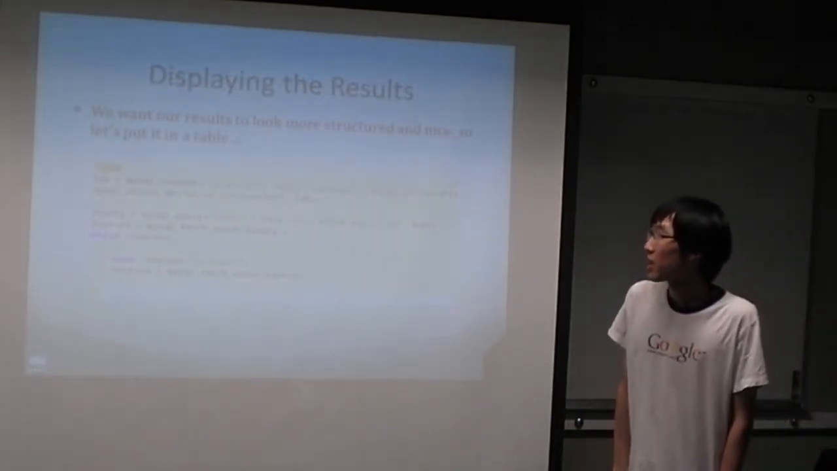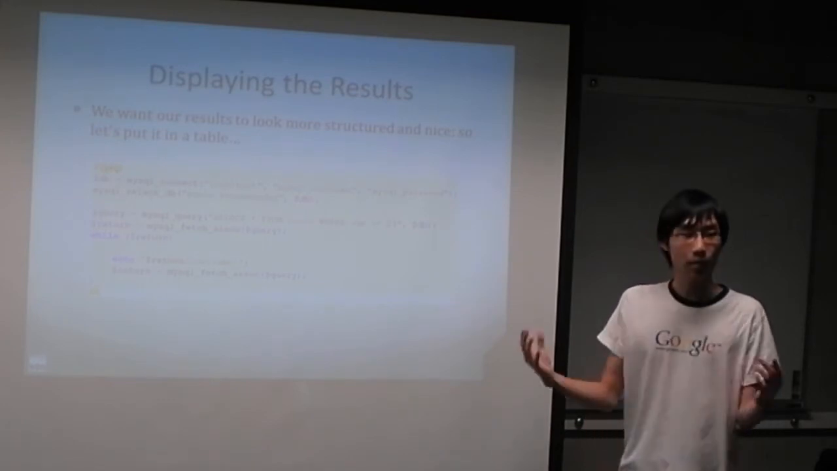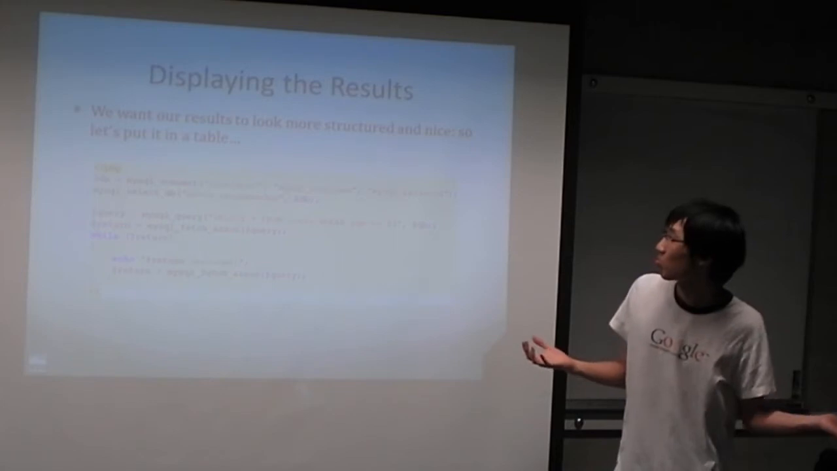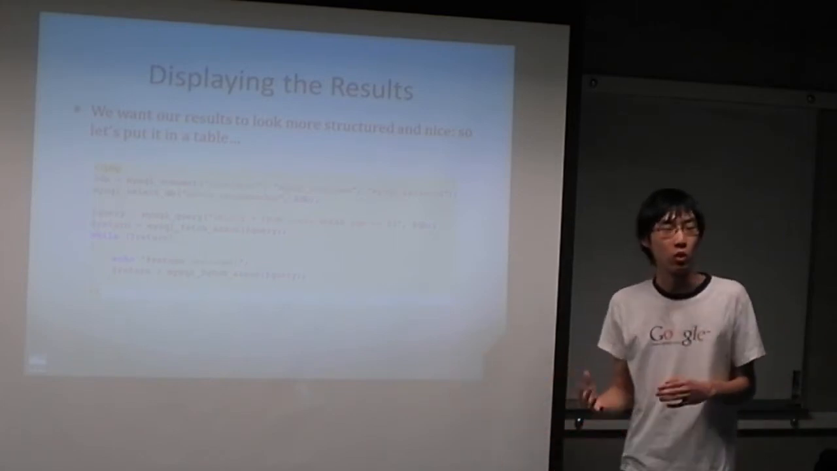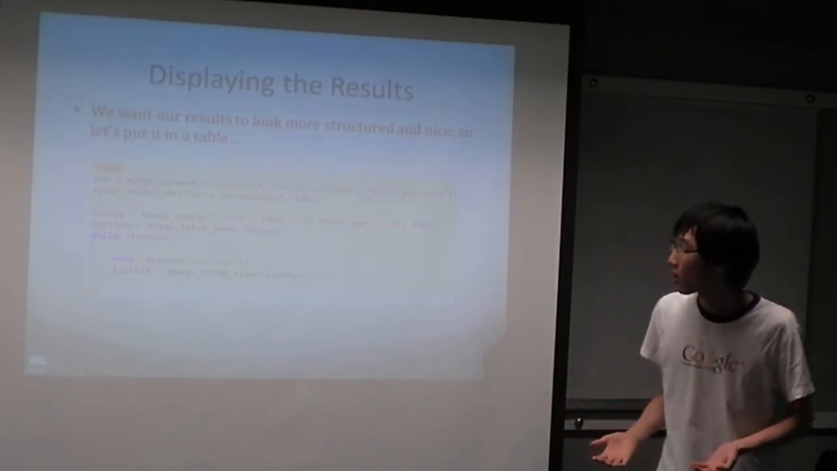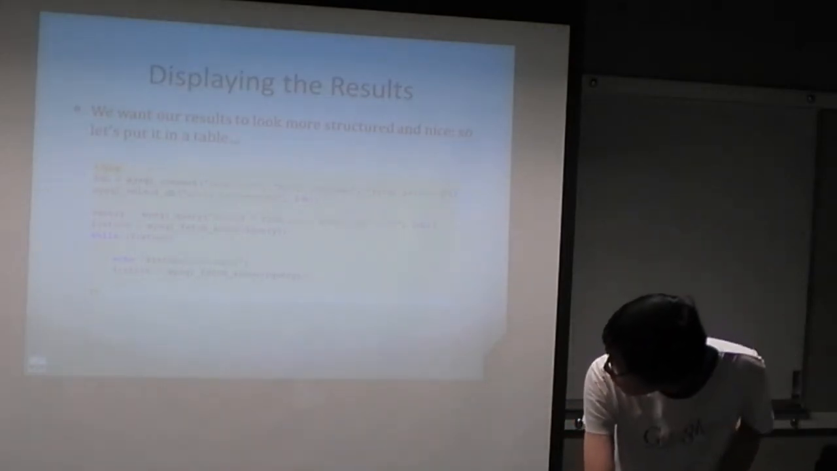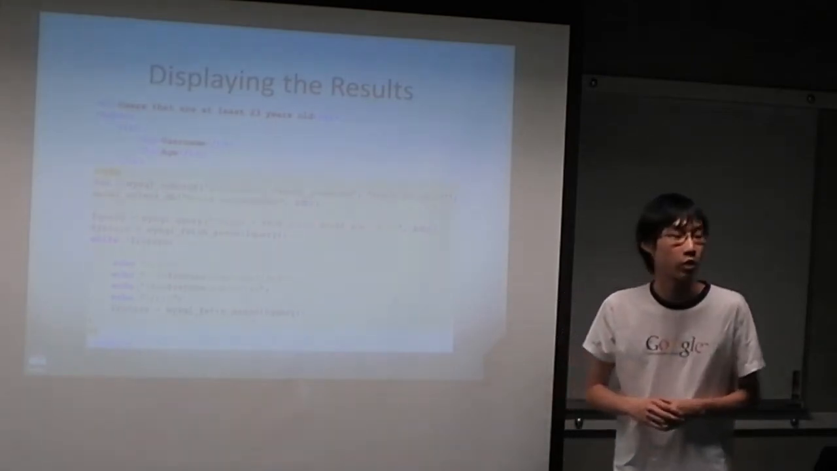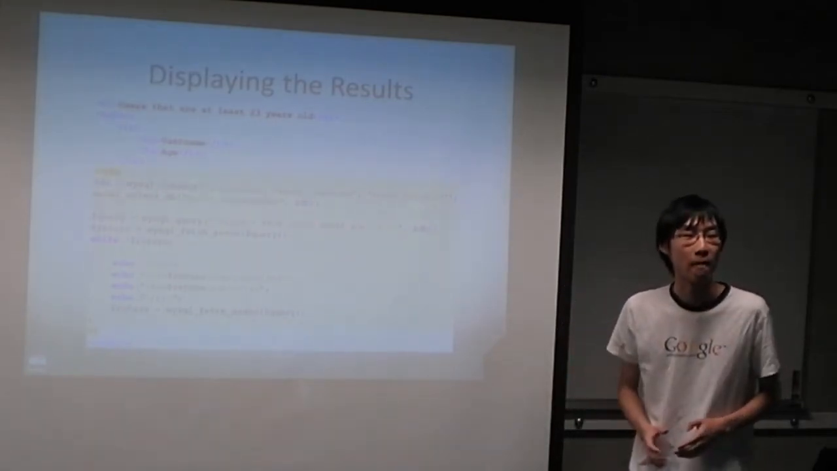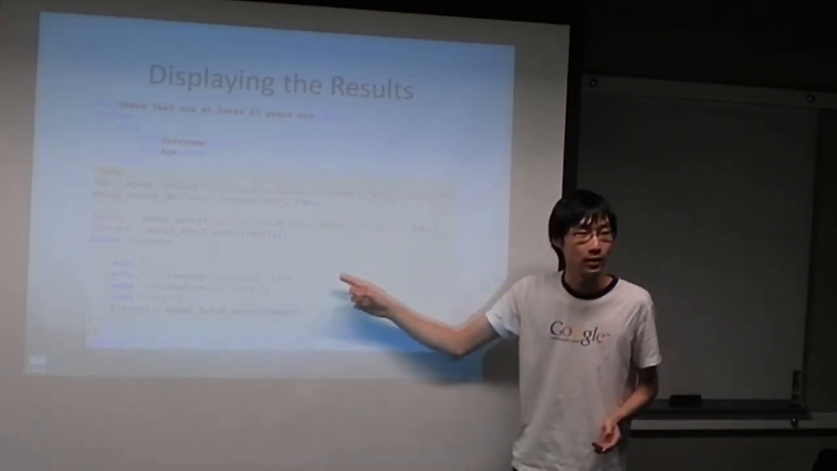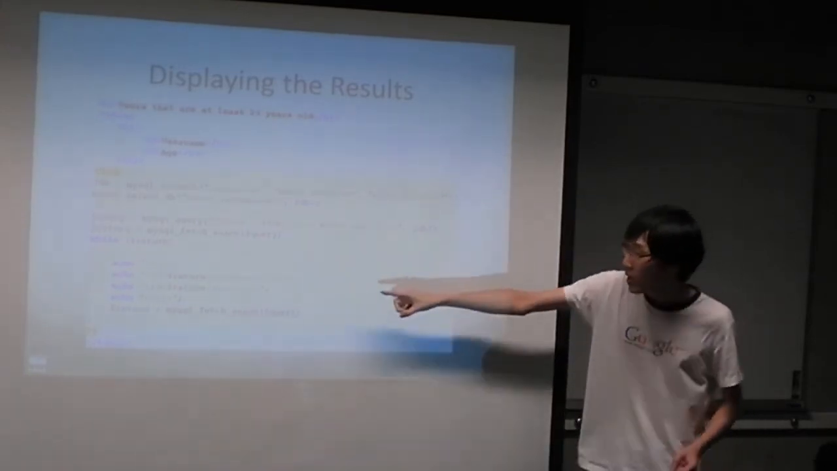So now that we've connected to the database, we've gotten a bunch of results. We want to make our results look really structured. We want to put it in a table. We can format it. All you have to do is remember that PHP returns HTML. That's the end result. Whatever you put in echo, that is HTML. So you can write HTML in here.